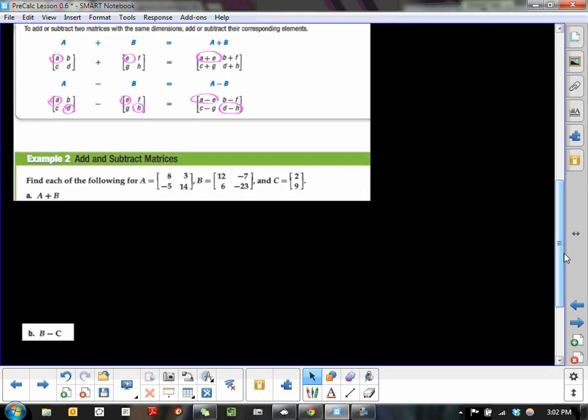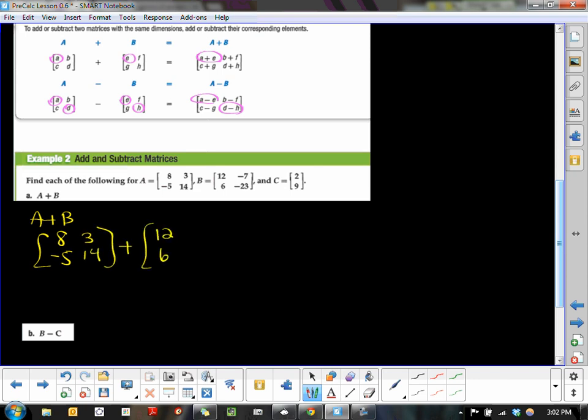So what I'm going to do is add A and B together, and then I'm going to subtract A and B. So A plus B means I'm going to take the matrix 8, negative 5, 3, 14, and add it to the matrix 12, 6, negative 7, negative 23. And I'm going to find the sum by simply adding the corresponding parts together. So 8 corresponds to that 12. They're in the same position, so that's a 20. A 3 corresponds to the negative 7, and that ends up giving us a negative 4 if we add them. A negative 5 and 6 gives us a 1. And then finally, we're left with our 14 and a negative 23, which is a negative 9.